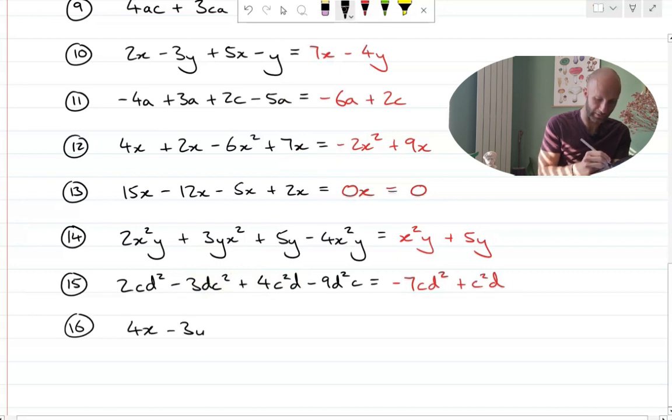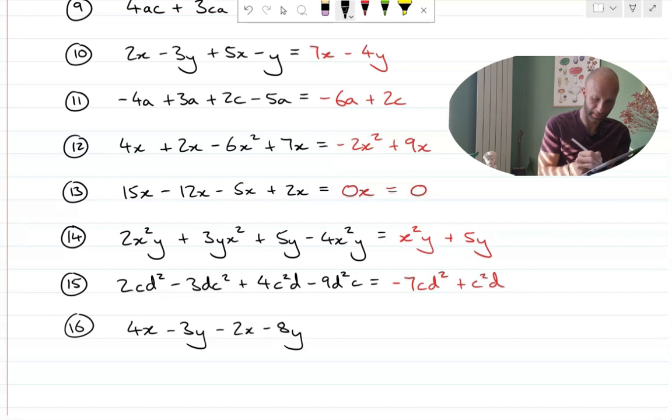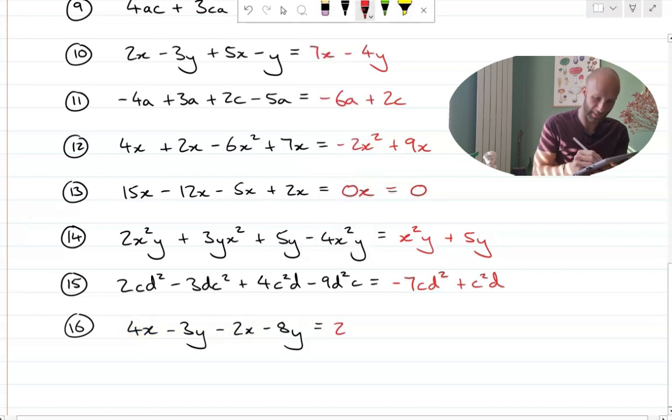just to prove my point of signs. So when I have something like this, again, we're looking for like terms, so the letters where the letters are exactly the same. So there are 2x terms, the 4x, and the minus 2x. So they will simplify to give me positive 2x. And get rid of the highlighter. Positive 2x. And with this one, I've got minus 3y, minus 8y.